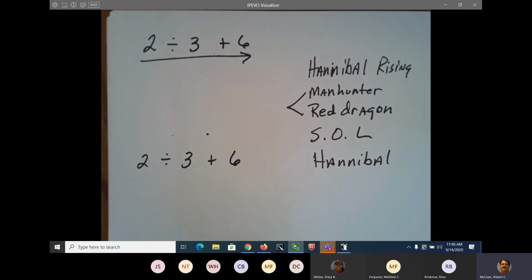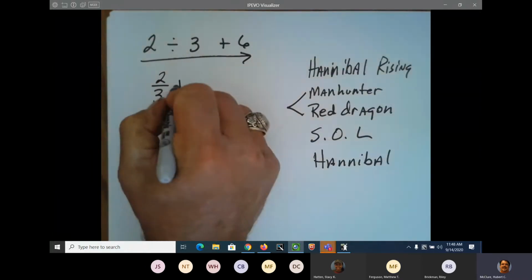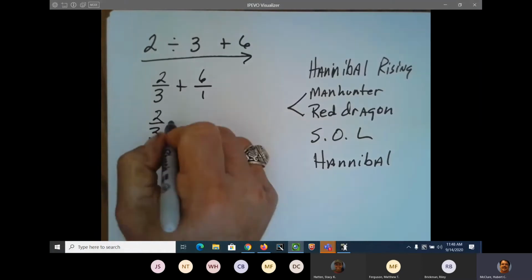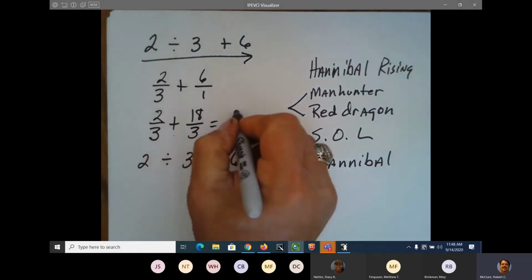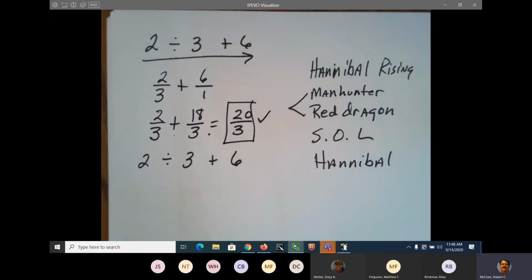All right. So 2 divided by 3 is 2/3 plus 6/1. 2/3 plus 18/3 is equal to 20/3. And that is the correct answer.